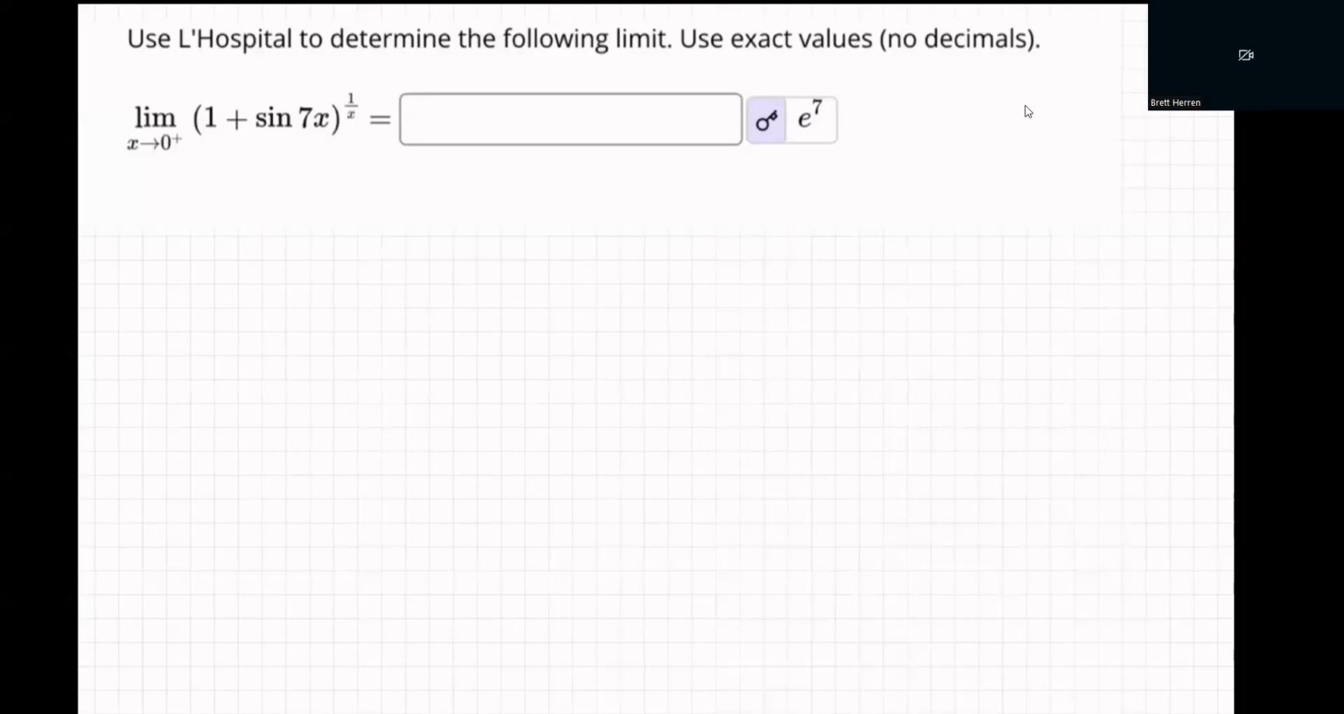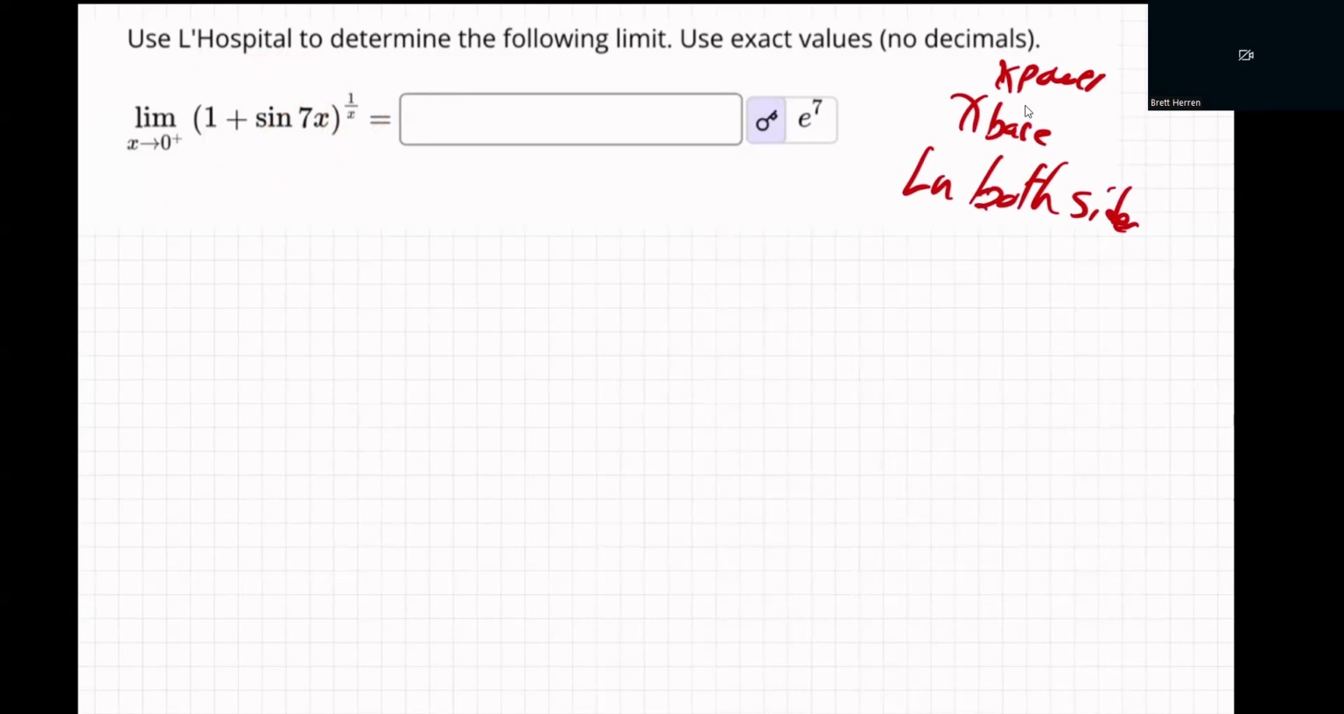Okay, so here we have a limit, and it says we should use L'Hôpital. Right away, when you see x's in the base and the power, let me just be clear. When you have x's in the base and x in the power, both places, you're going to ln both sides. That's just pretty much how we always handle that.